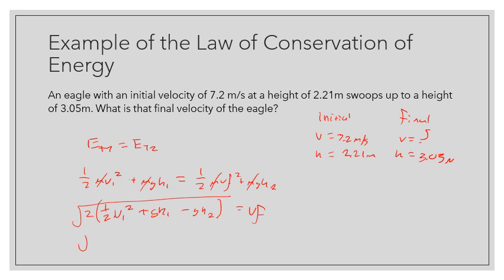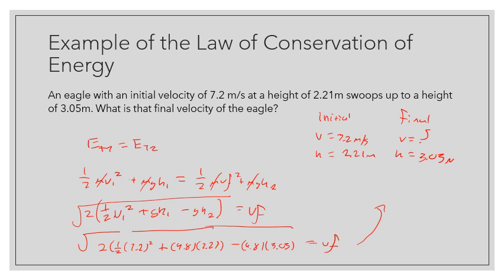So the square root of 2 times 1/2 times 7.2 squared plus 9.8 times 2.21 minus 9.8 times 3.05. That is all equal to Vf. So that means that Vf is equal to 6.6 meters per second. So that was an example of a question that uses the law of conservation of energy.